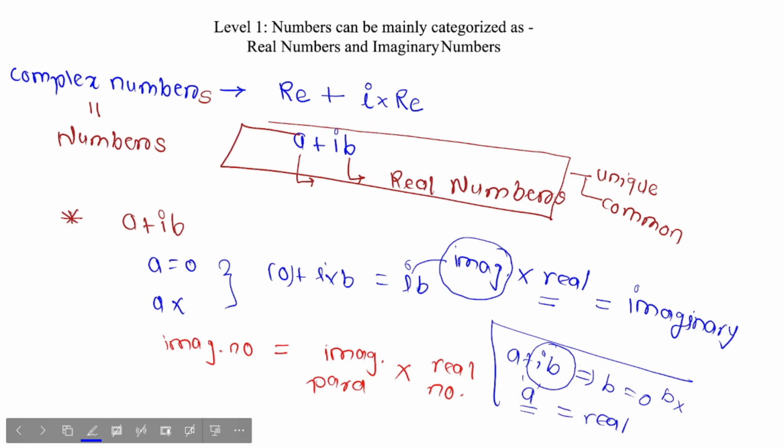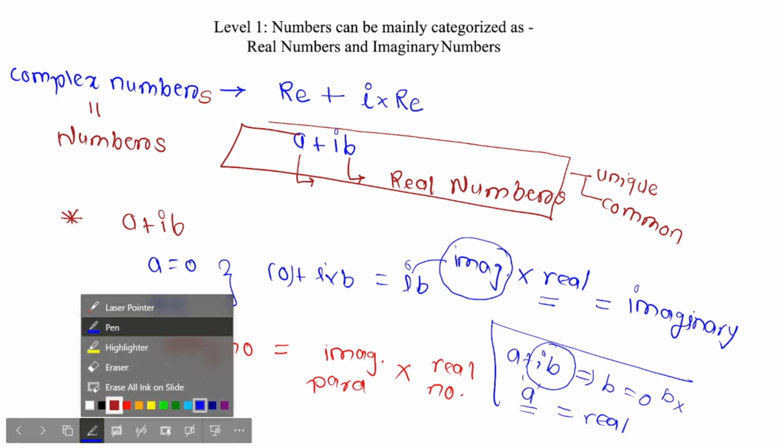But this is the definition from the complex number. We need to understand what actually happens when we consider a real and an imaginary number. So let me clear this out. You can take a screenshot before I clear it.